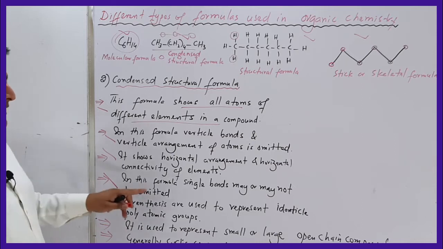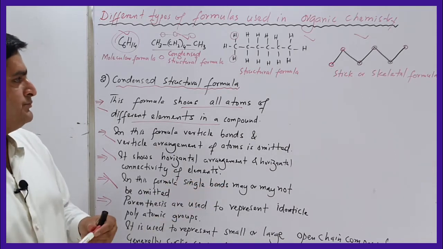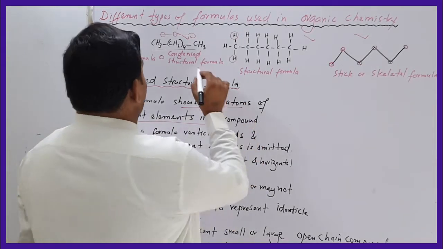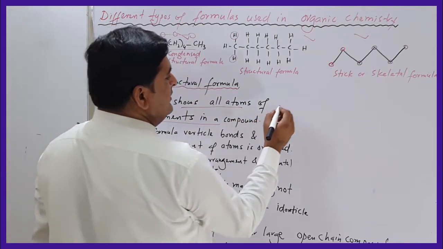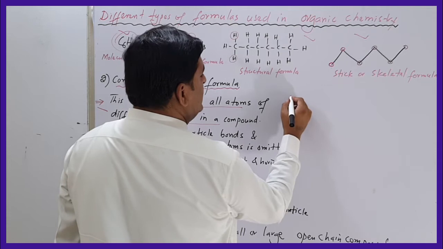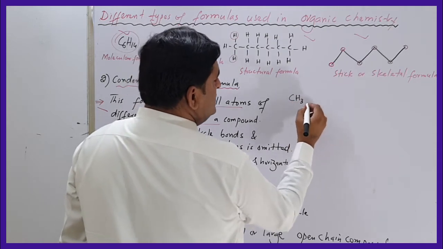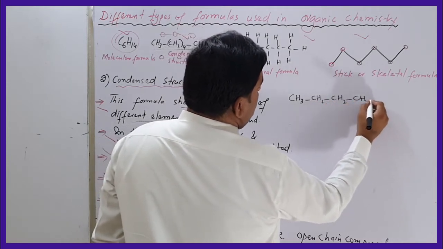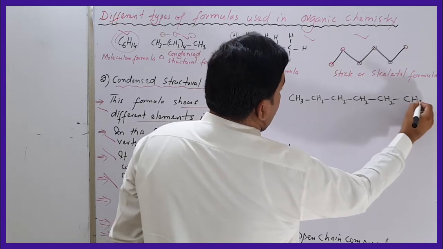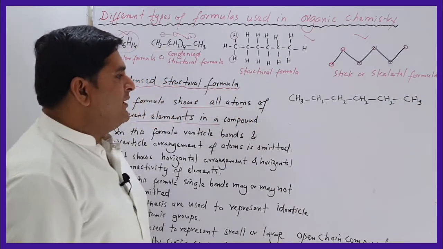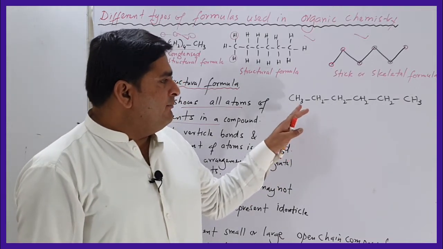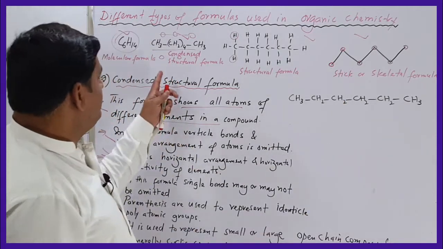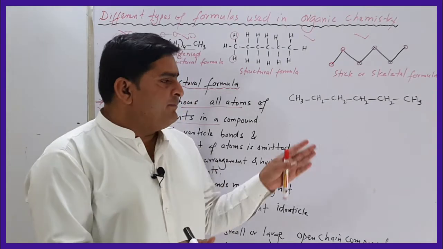In this formula, single bonds may or may not be omitted. Sometimes single bonds are written, sometimes they are omitted. For example, taking the same example, hexane. Hexane has molecular formula C6H14. It can be written as CH3, CH2, CH2, CH2, CH2, CH3. Here the compound is represented with single bonds, so we can omit these single bonds. It is optional in the condensed formula whether we write single bonds or omit them.